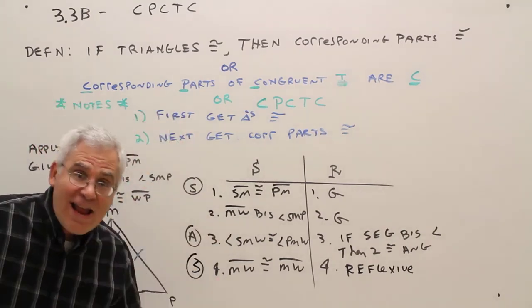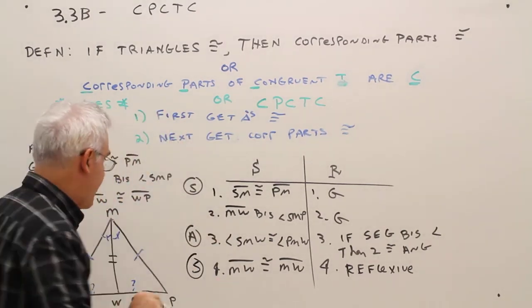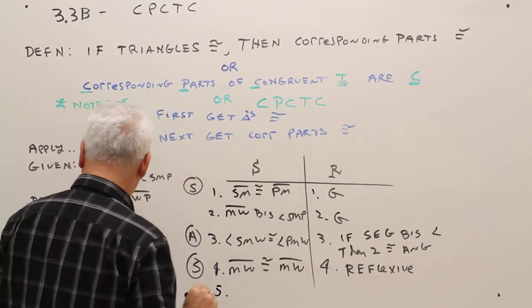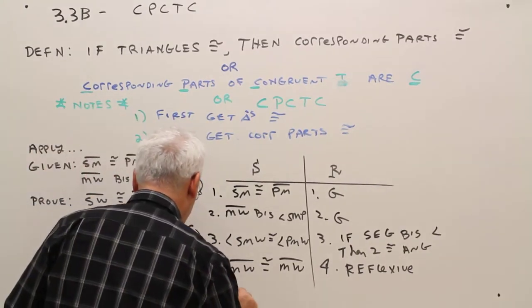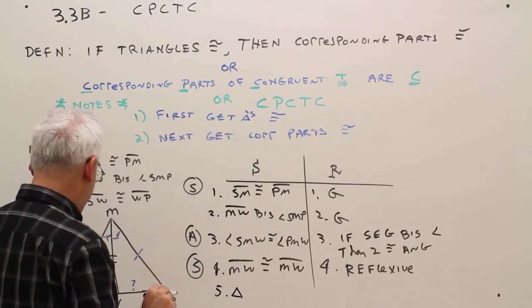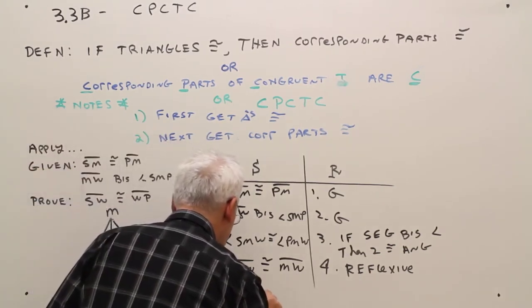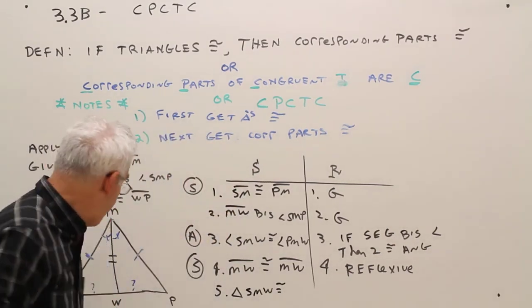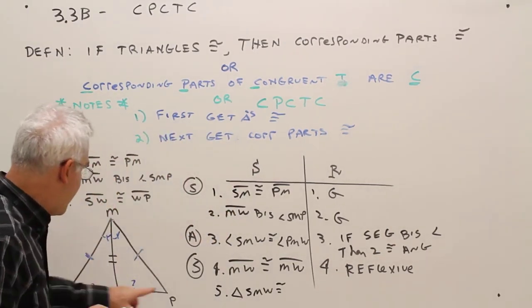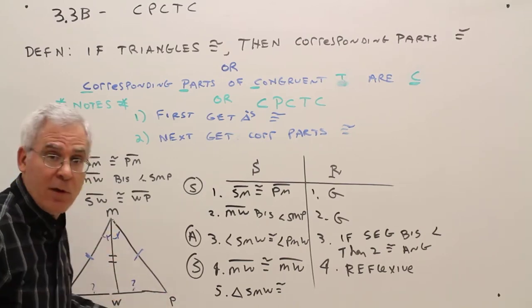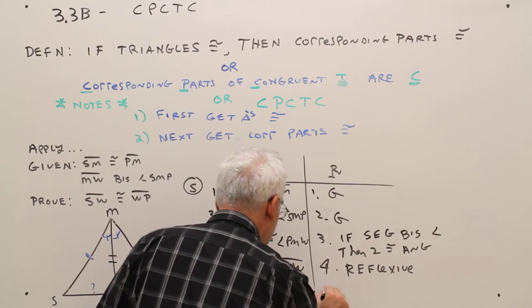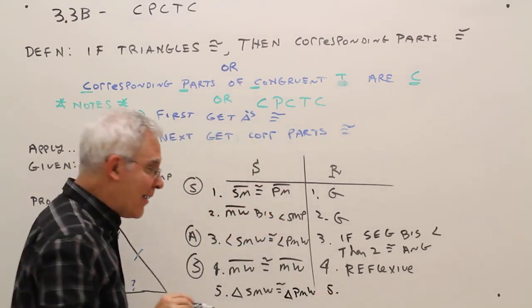Then I will get the triangles and then the parts. All right, so step 5. Hopefully I can have room here. So I'll call it triangle. I'll go SMW. Once I have those letterings, I've got to be corresponding. So SMW corresponds to PMW. And my reason would be SAS.